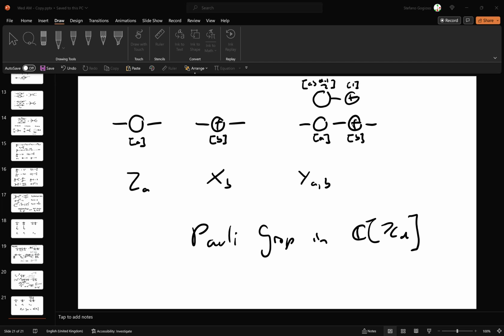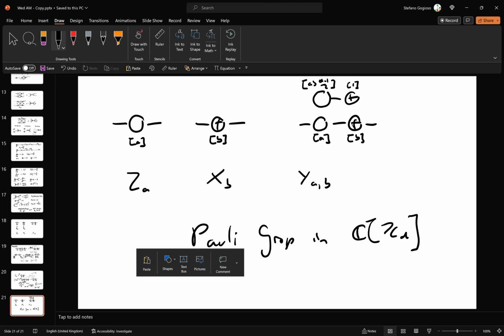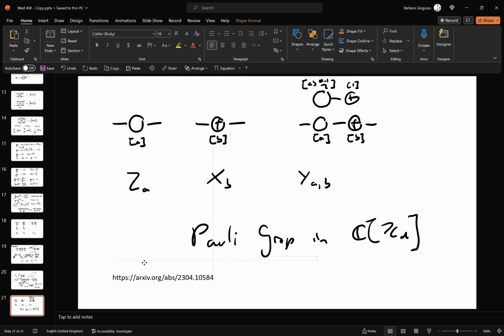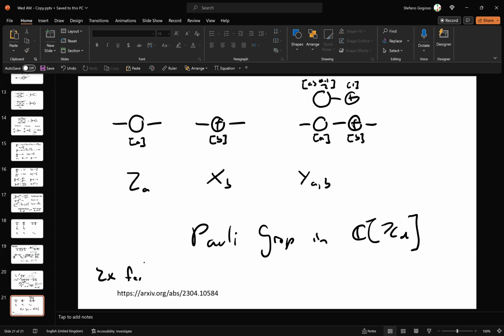There we go. I'm just going to open it, but I'll just copy paste it into a slide, and it's there for your reference. So ZX for QDIT stabilizers, which has a lot of good symplectic vector theory, Paulis. It's pretty nice stuff.